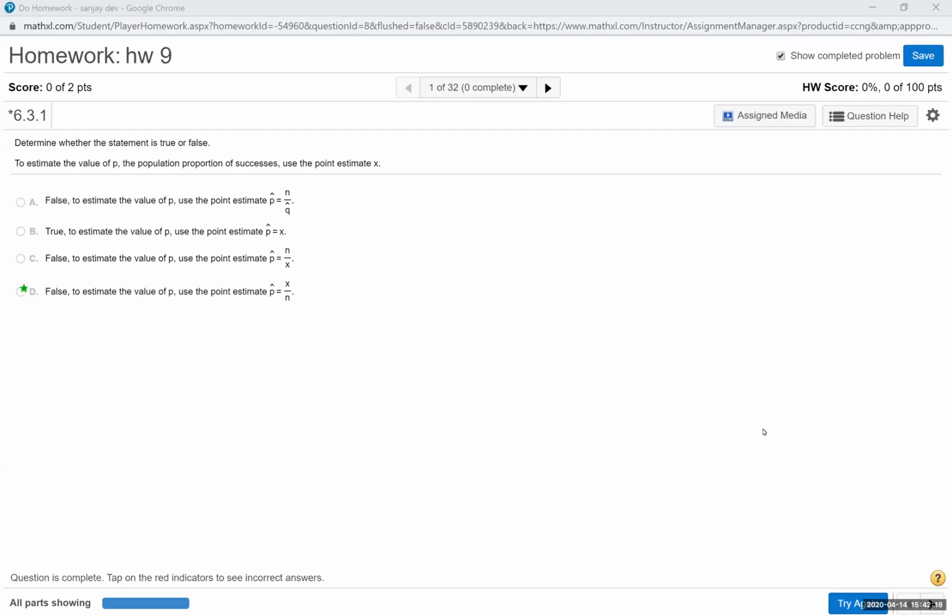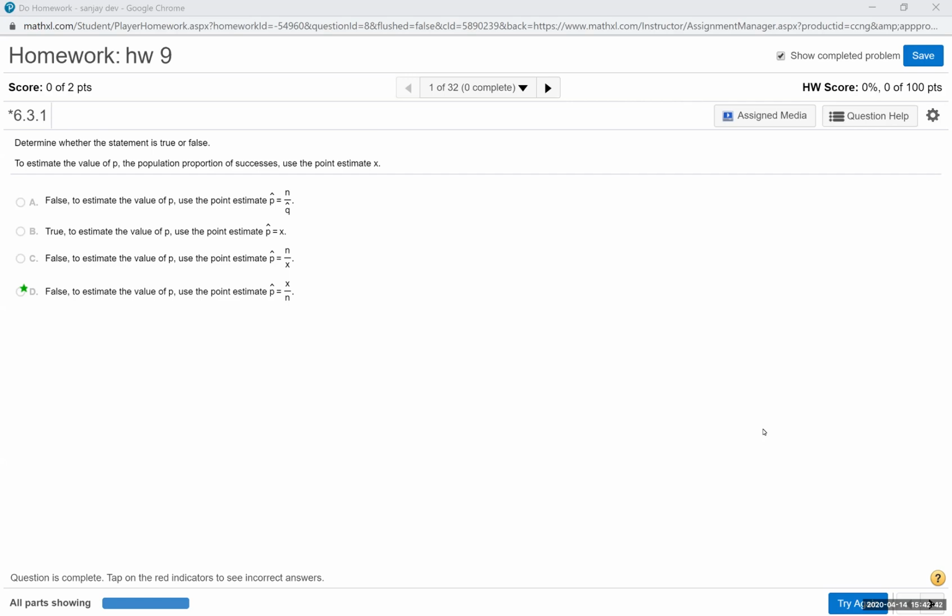So on homework number 9, I'm looking at number 1 on your homework question. This is basically a multiple choice. It says to estimate the value of P, the population proportion of successes, use the point estimate X. Well, let me give you an idea what that means. P is your population proportion.